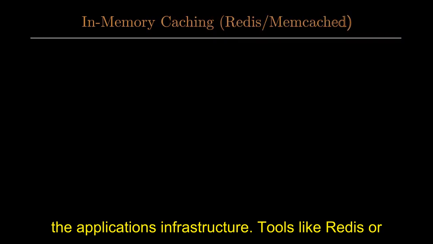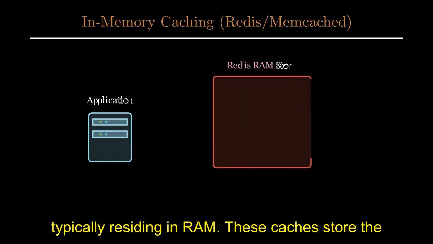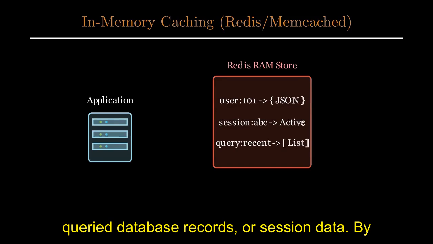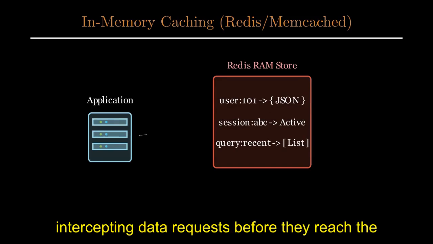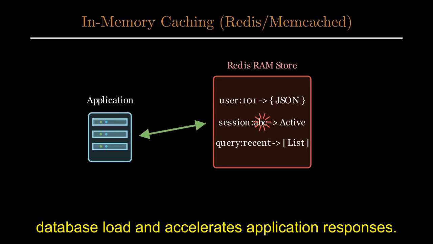At the application layer, in-memory caches are deployed directly within the application's infrastructure. Tools like Redis or Memcached provide a high-speed key-value store, typically residing in RAM. These caches store the results of expensive computations, frequently queried database records, or session data. By intercepting data requests before they reach the database, application caching significantly reduces database load and accelerates application responses.